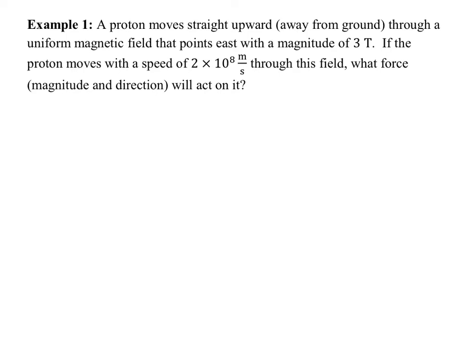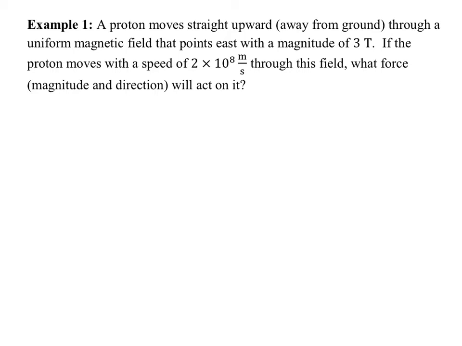Let's go. When a proton moves straight upward away from the ground through a uniform magnetic field that points east for the magnitude of 3 T. If the proton moves at the speed of 2 times 10 to the 8 m/s through this field, what force, magnitude, direction will act on it?